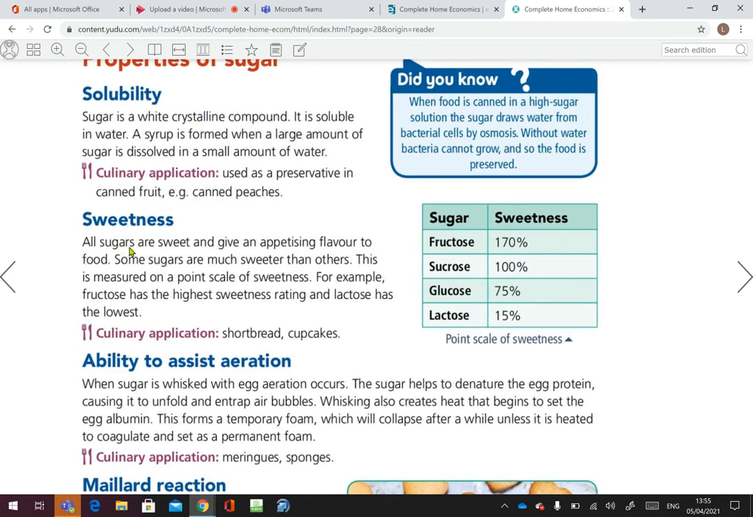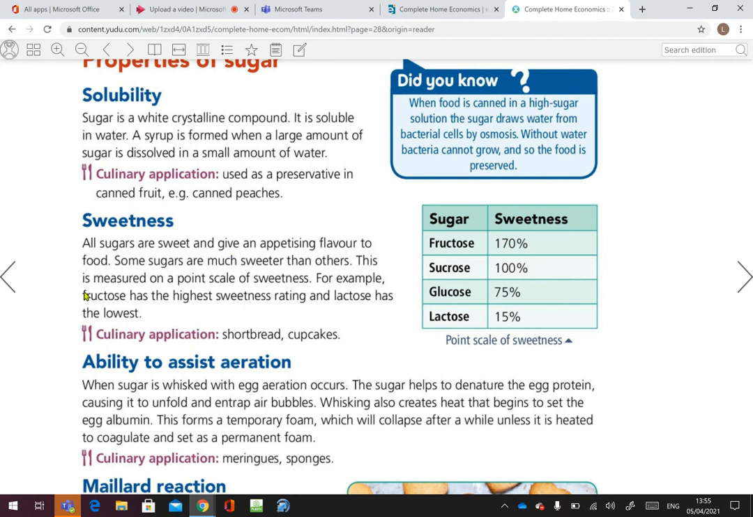Sweetness then. All sugars are sweet and give an appetizing flavour to food. Some sugars are much sweeter than others, and there is a point scale of sweetness. For example, fructose here has the highest sweetness rating. That's fruit sugar, and it's found in honey as well. It has a sweetness level of 170%. And lactose, which is milk sugar, only has a sweetness rating of 15%.